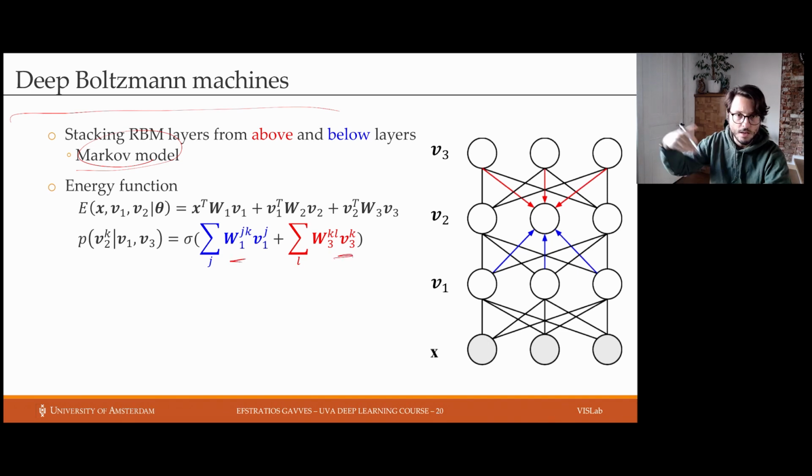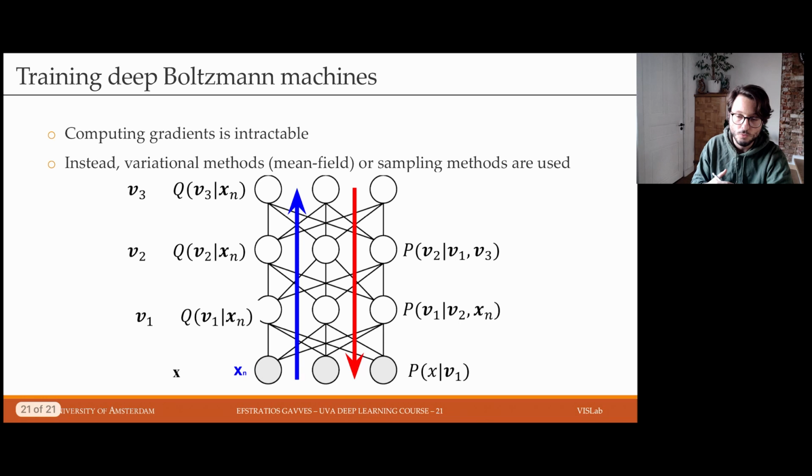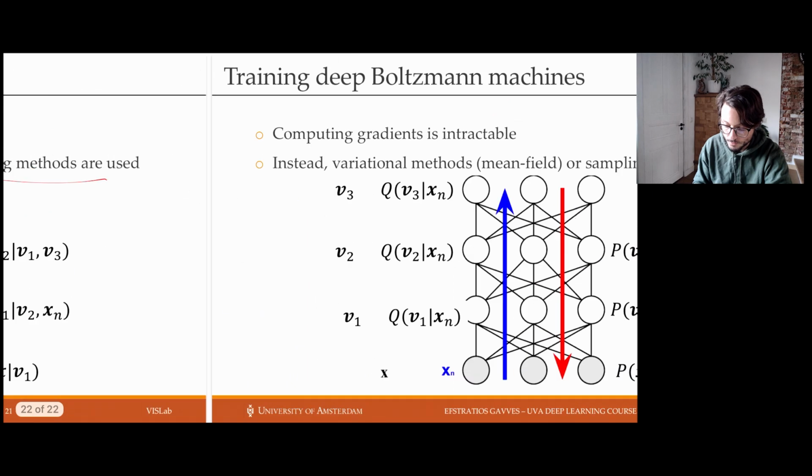Now, because of not having an order, this makes the information flow very complex. Therefore, it's not straightforward how to compute gradients. Computing gradients becomes intractable, and instead variational methods have to be used, or sampling methods and so forth.